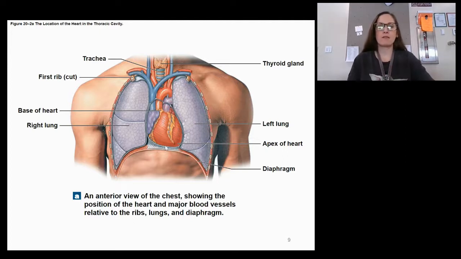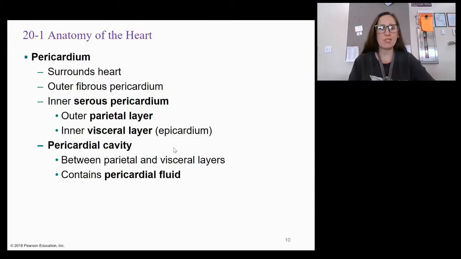But we can see that the heart sits in what's referred to as the mediastinum, or this middle section in between our two lungs. You can see the diaphragm there, but you can also see a little bit of space that is around the heart. And we refer to that as the pericardial cavity. And so let's take a look at this pericardium.